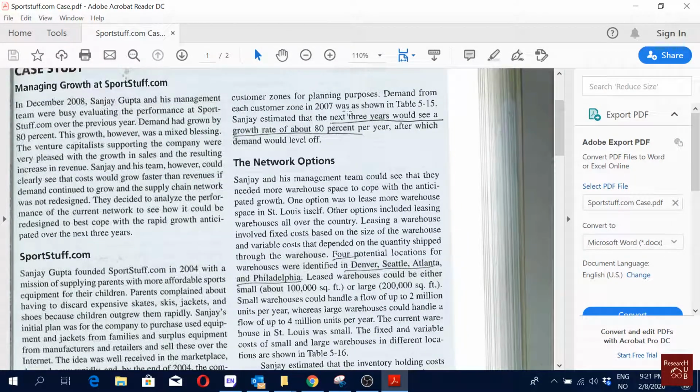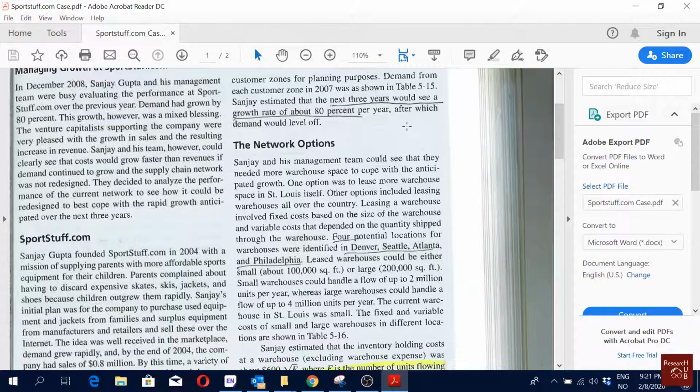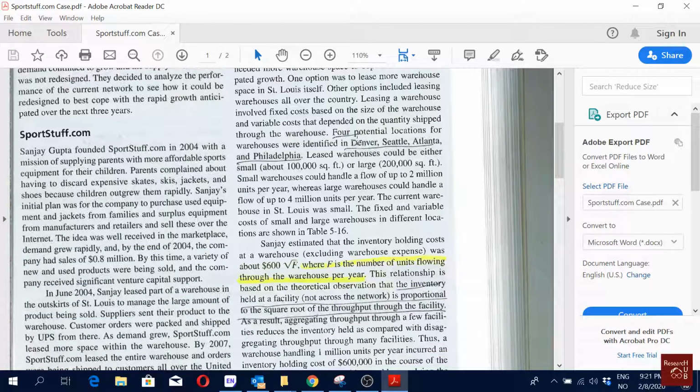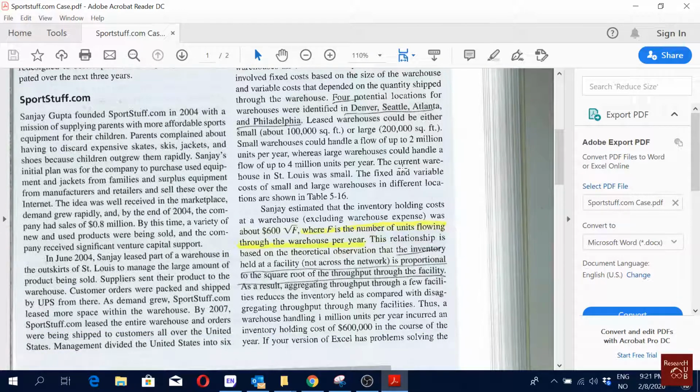I'm not going to discuss all of it, but some points we should note down is that they have given some demand information below in table 5.17. And for the next 3 years, they expect that the growth of demand will be 80% every year. Also, they consider four potential locations for warehouses: Denver, Seattle, Atlanta, and Philadelphia. The capacity for smaller warehouses in each of the locations is 2 million and larger warehouses is 4 million. So these are something we will need.